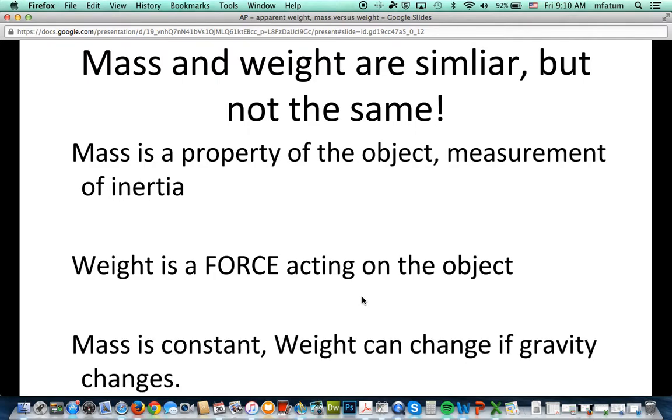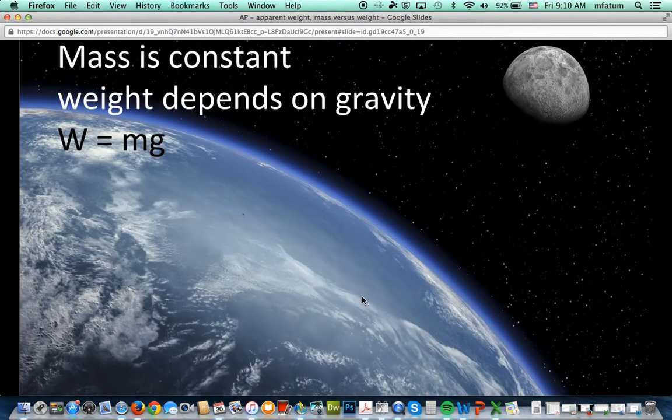Mass is a constant number, meaning that it will not change no matter what situation the object is in. Weight can change if the gravity changes or if the system is undergoing a sort of acceleration. So let's just make sure we have this concept between mass and weight. Mass is constant, weight depends on gravity.